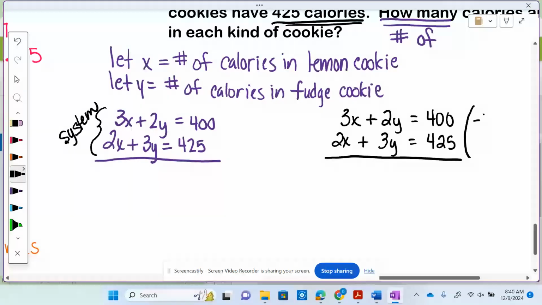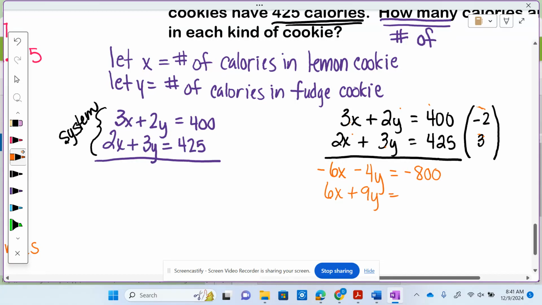Multiply the top by -2 and the bottom by 3. Okay, I think that's a great idea. Let's see. -2 times 3x is -6x. -2 times 2y is -4y. And -2 times 400 is -800. 3 times 2x is 6x. 3 times 3y is 9y. And 3 times 425 is 1275.